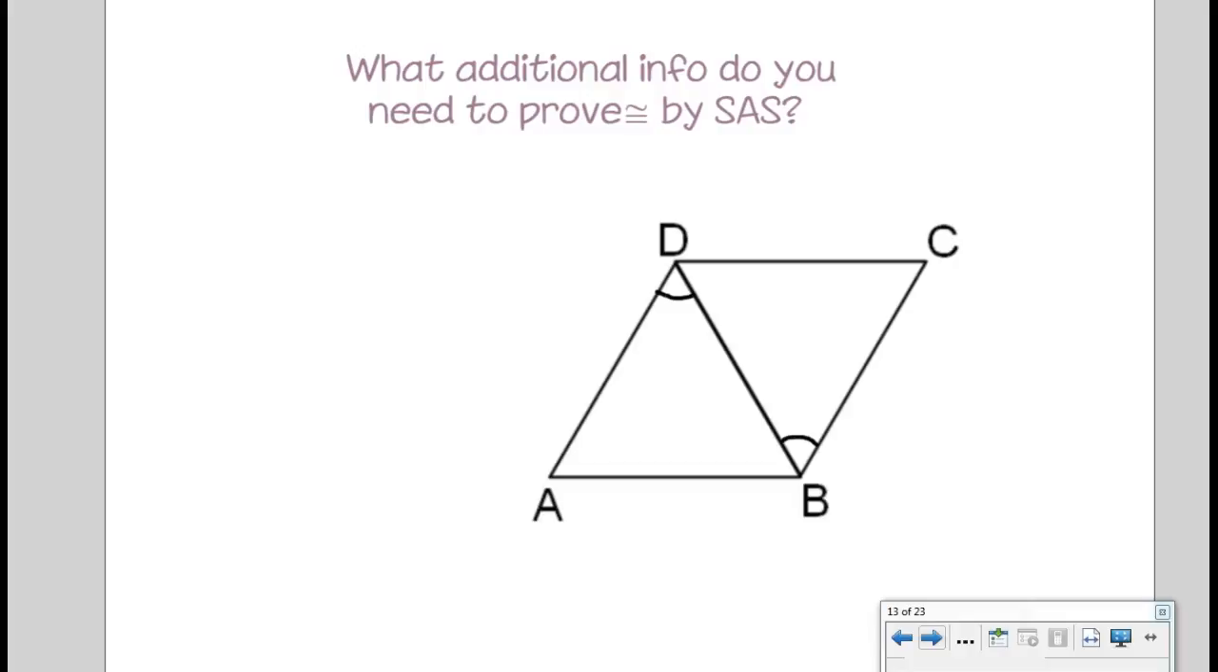Yes, Alex. I'm going to teach it, Alex. No, you said the wrong side. You named the wrong side. No, we already have that. I want to know what additional information we need.